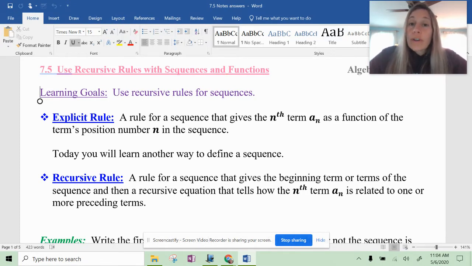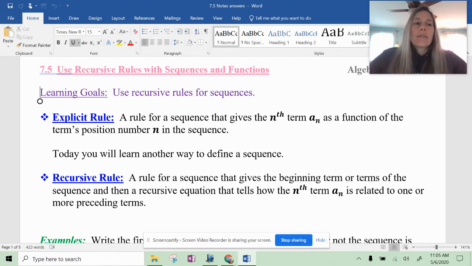Today we're going to work on recursive rules. Recursive rules are a little bit different. A recursive rule for a sequence gives the beginning term or terms of the sequence, and then a recursive equation will tell you how the nth term is related to one or more preceding terms. So what that means is we can't simply input a 5 or a 7 or whatever number we want to find in the sequence, because the pattern of the sequence, or the rule that's given to you, is based off of what's happening to the preceding numbers.